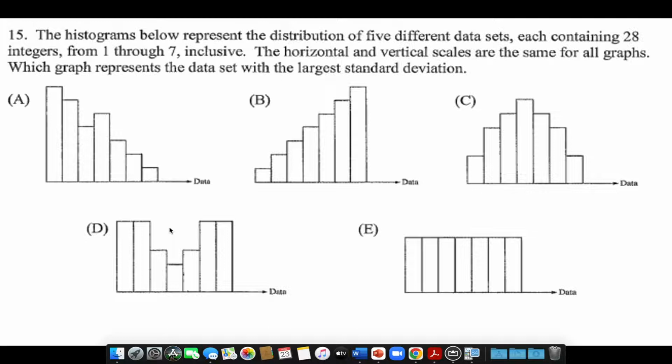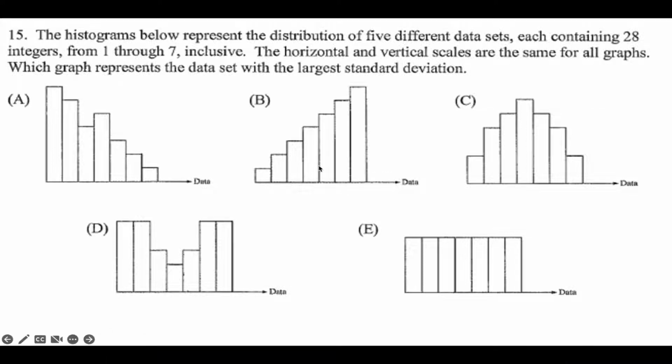Which one has the smallest standard deviation? C. C has the smallest. Right here. Everything running away is small. So right here in the middle is the tall ones. On the edges, the furthest away are always the smallest ones. So C would have the smallest standard deviation. Okay. All right, one more.